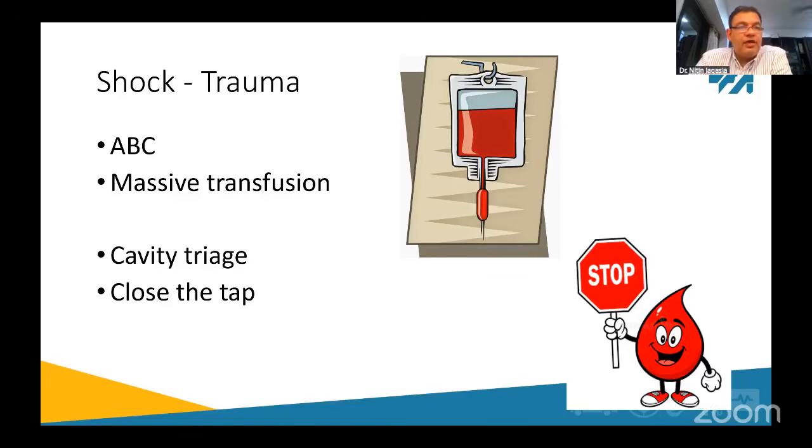So we've got a tank in our body. Most adults would have 5 liters of blood, and that is getting lost somewhere. Somewhere the tap is open. And there's a concept called cavity triage. So which body cavity can you actually lose a significant amount of blood in? I haven't put in a slide on the grades of shock 1, 2, 3, 4: 15%, 30%, 40%, and more than 40%.